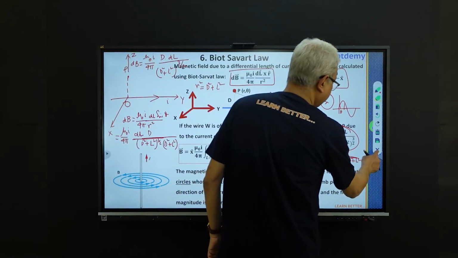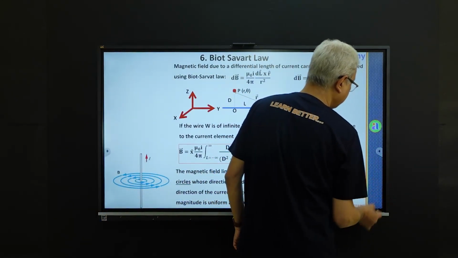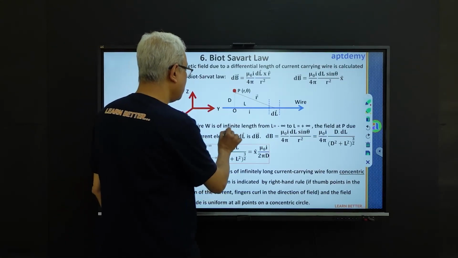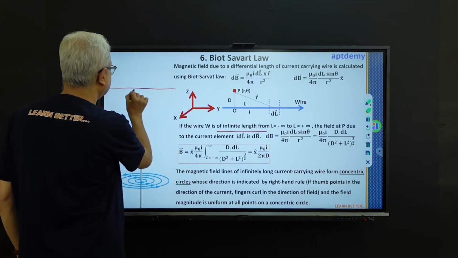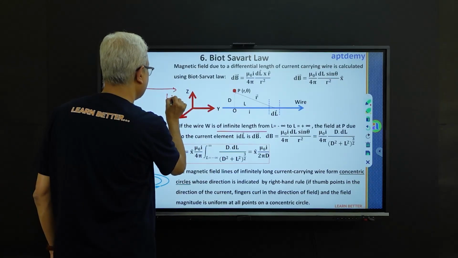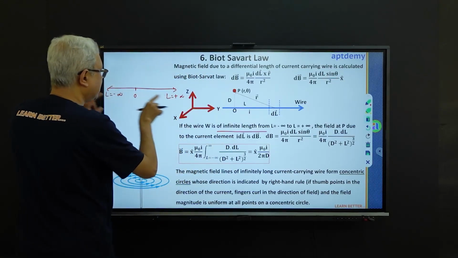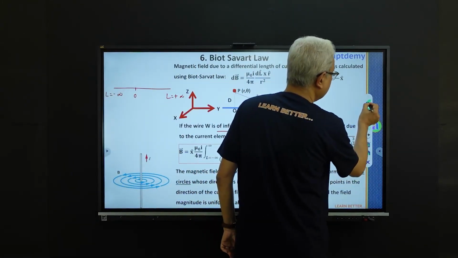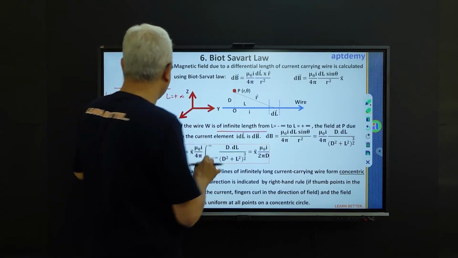Now, once we get this expression, what is the magnetic field produced by the infinitely long conducting wire? That means the l value extends from minus infinity to plus infinity. This is the origin, l is negative infinity and positive infinity. Actually, we should not put a double arrow. This double arrow indicates that the wire extends on both sides of the y axis, and the current I flows through the conductor, a uniform current, because it is a straight wire.